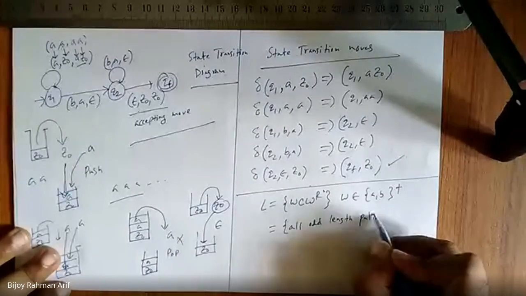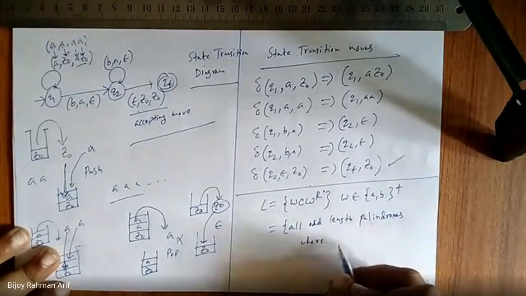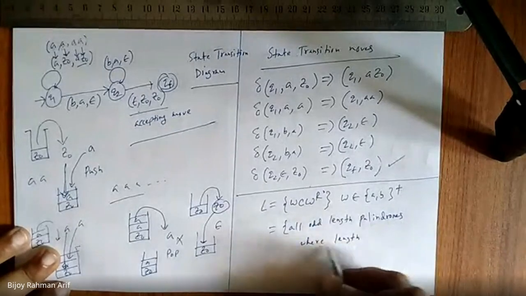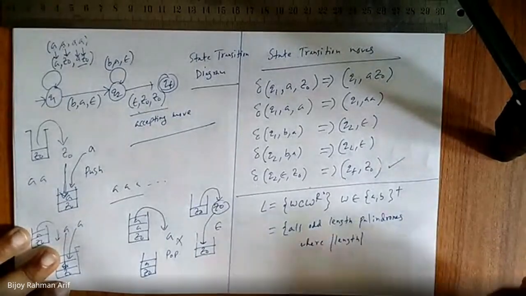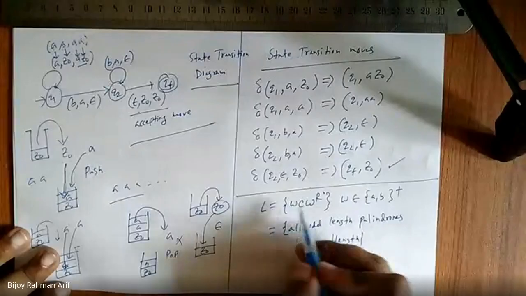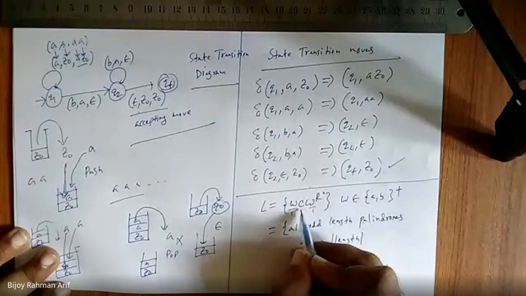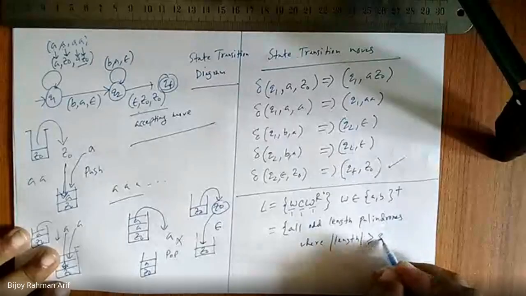Palindromes where length is what? What is the minimum length? It is one, sir. Why one? This should be 1, this should be 1, this should be 1. Sir, it is equal to 3.